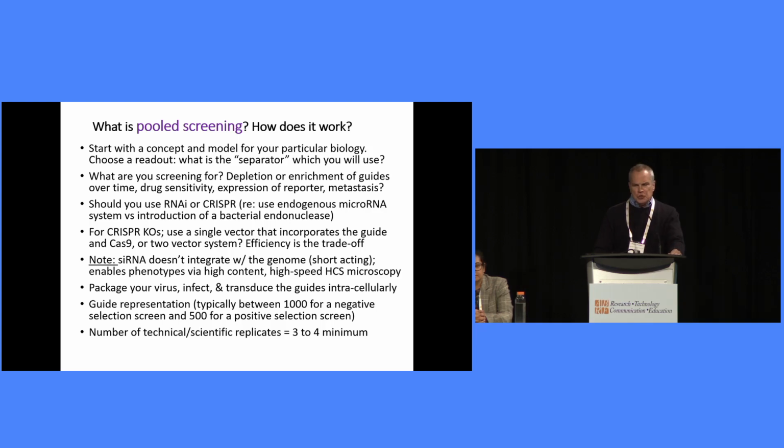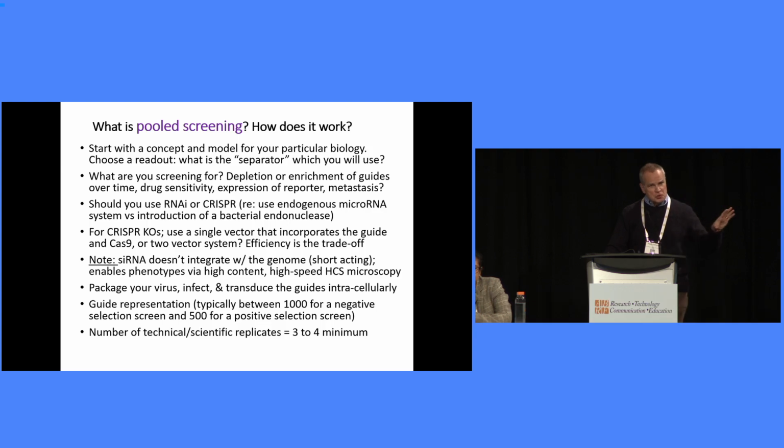And then you might wonder, should I use CRISPR or RNAi? But remember, CRISPR, even though it's more popular now, uses a bacterial endonuclease. RNAi is a natural process in all mammalian cells. So some cells that don't adapt to CRISPR will adapt very well to RNAi. And for CRISPR, you have to consider using a single vector or a two-vector system, right? And efficiency is the trade-off. If you're going to load that vector with Cas9 plus the guide plus any other features, you will lose about a log of efficiency. So you have to factor that in.